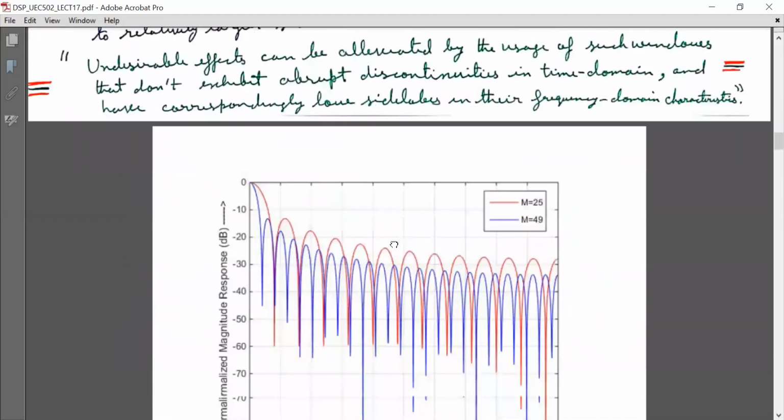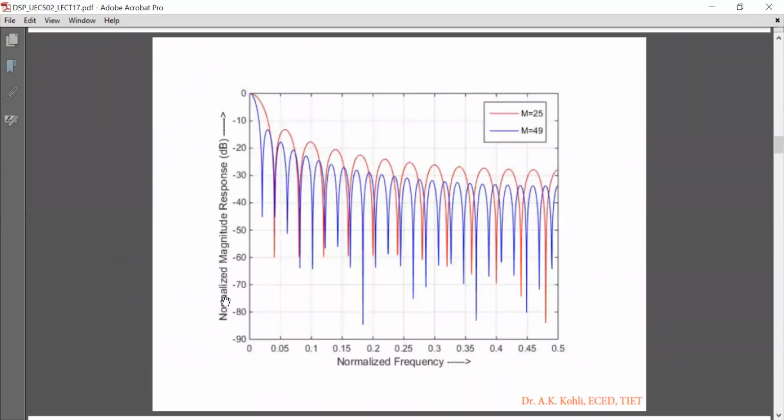Now I have plotted the normalized magnitude response of the rectangular window with respect to normalized frequency. Here I have plotted the response for two values, M equal to 25 and M equal to 49. I want to make it clear that I have normalized the amplitude. Therefore, based on this plot, I will not comment about the height of the side lobes, but I will focus on the width.